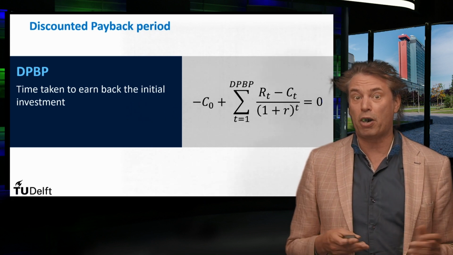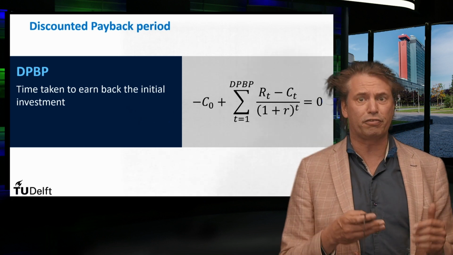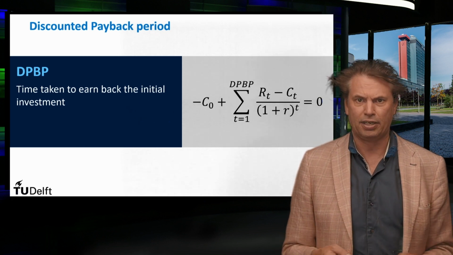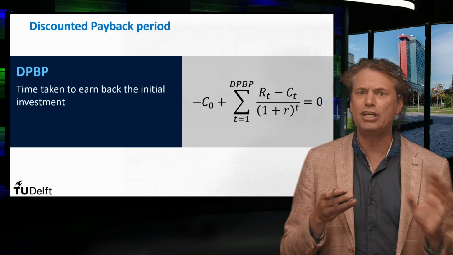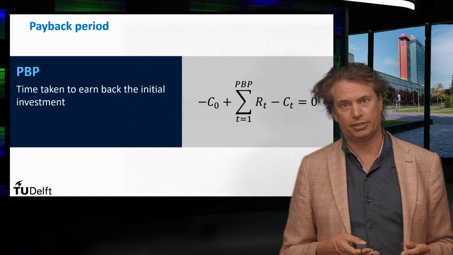It is defined as the time taken to earn back the investment. Sometimes you will also hear about payback period, which is a simplification of the previous formula, since the future value of money is neglected. Therefore, the interest is set equal to zero in this case, as the formula appears as shown in this slide.